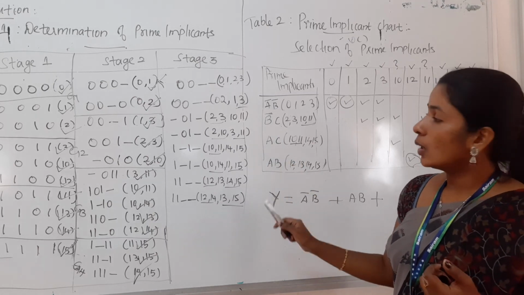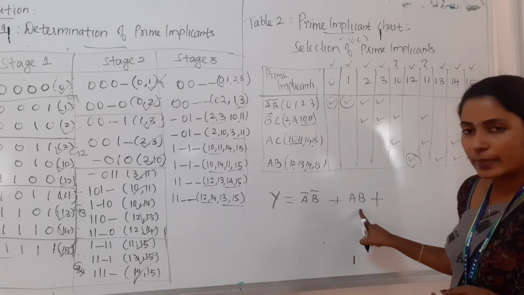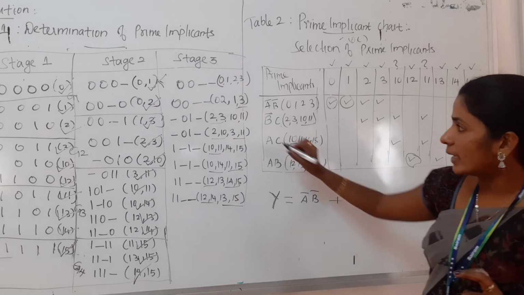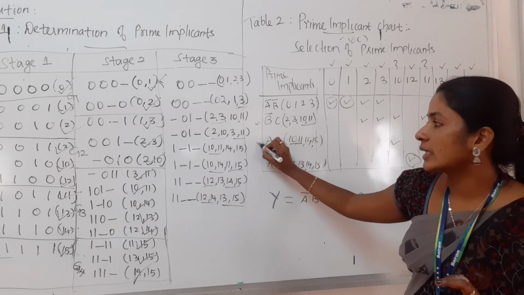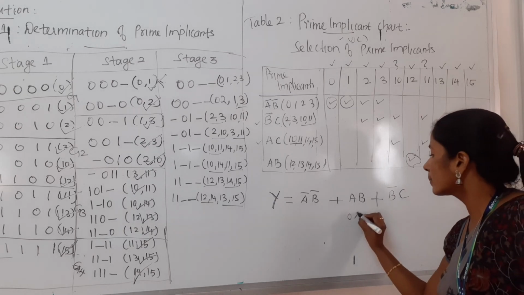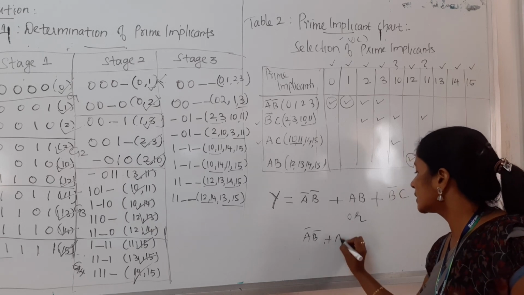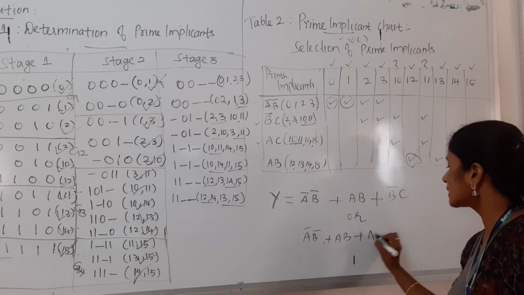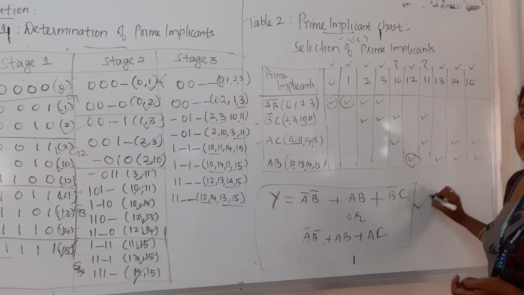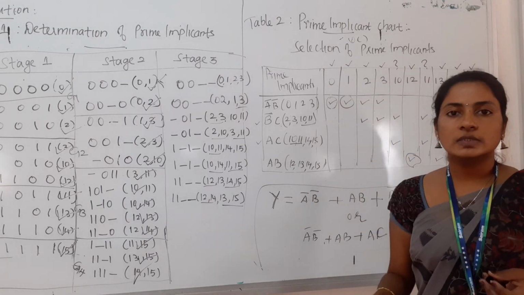What does it mean? Both the answers are correct. So A bar, B bar plus AB, these 2 terms should be there in the answer. Along with this, you can write either B bar C or AC. So I am writing A bar B bar plus AB plus AC. This is my result. So the thing is, all the min terms should be covered by the minimum number of prime implicants.